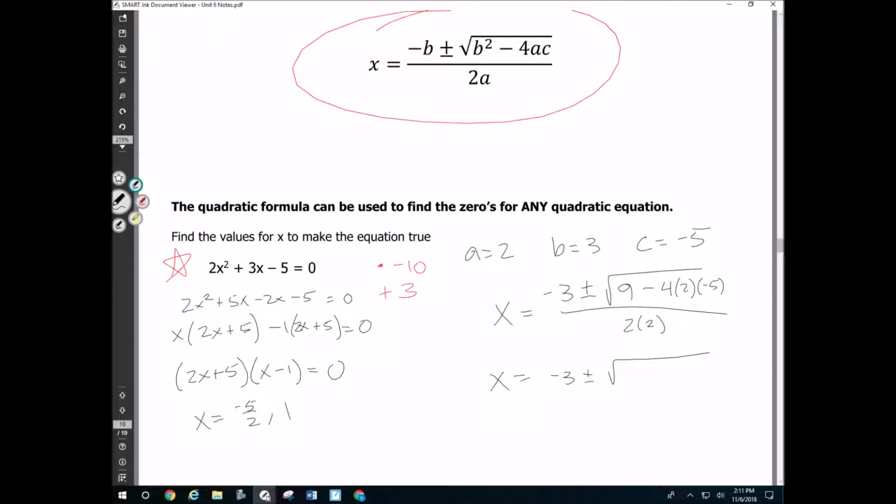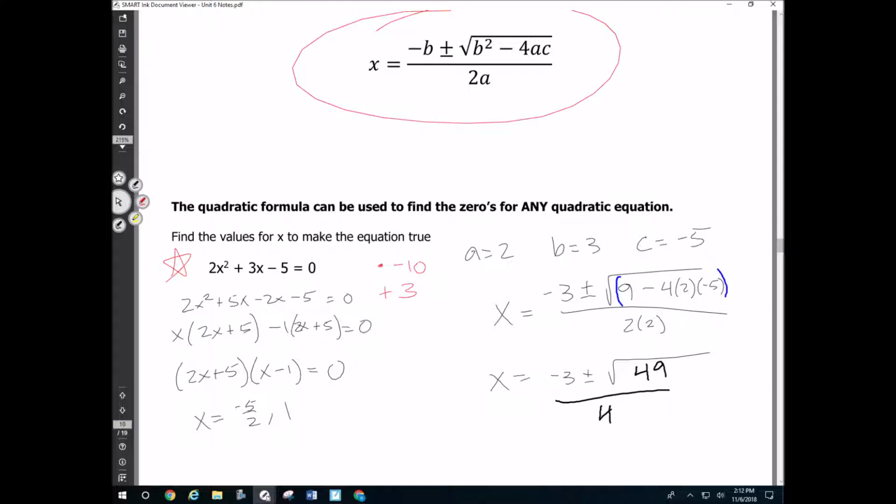Okay. Let's think about PEMDAS. Parentheses first, exponents next, multiplication, division. Well, you could think of the stuff in here as being a big set of parentheses that is being square rooted. I would first take the 9, subtract 4 times 2 times -5. Please do that. What do you get? 49, great. So you got -3 plus or minus root 49 over 4.